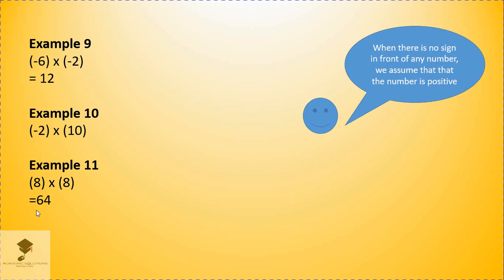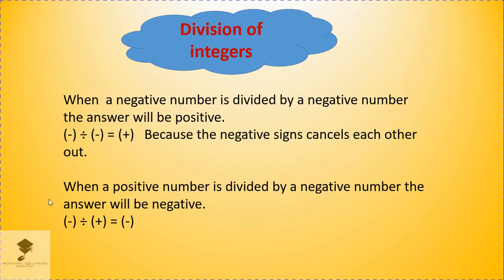We have 8 multiplied by 8. Now remember that when there is no sign in front of any number, we assume that the number is positive. So in this case, we have 8 multiplied by 8, and there are no signs in front of these numbers. So assume that both numbers are positive. So positive 8 multiplied by positive 8 is going to give you positive 64. So let's move on to the next one.